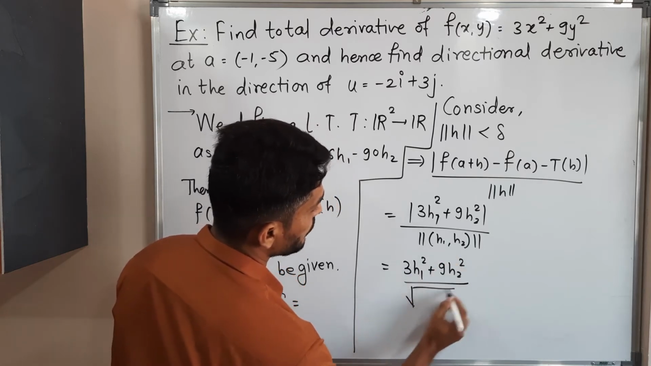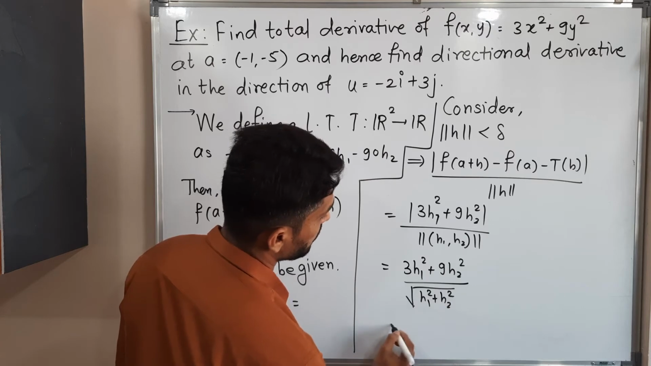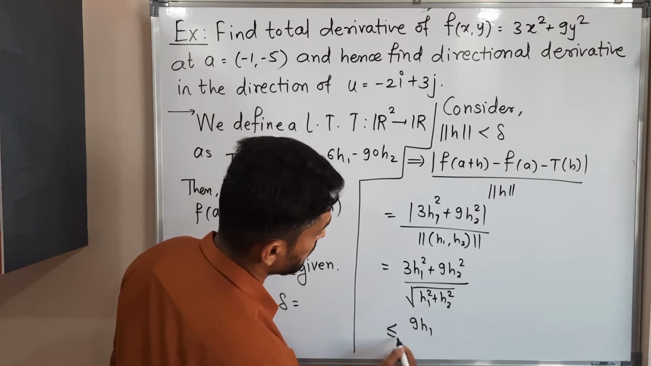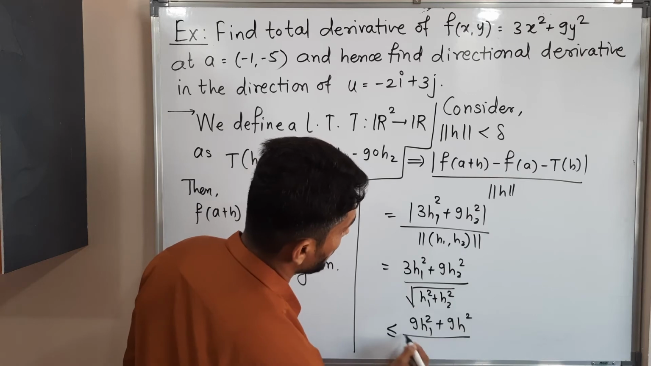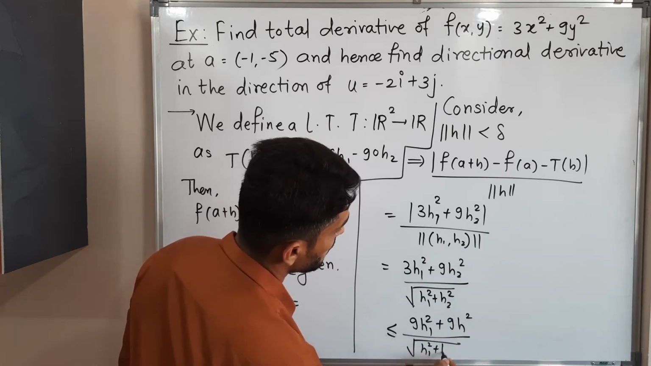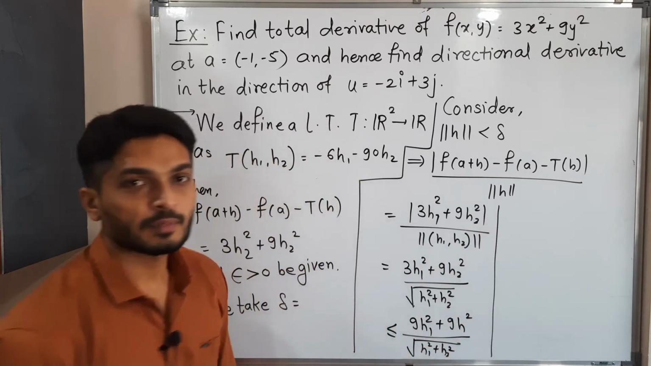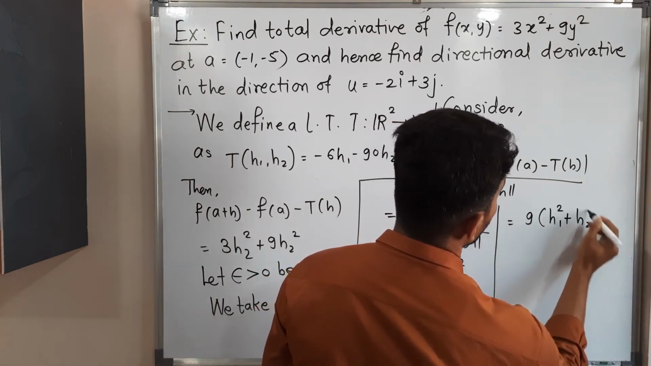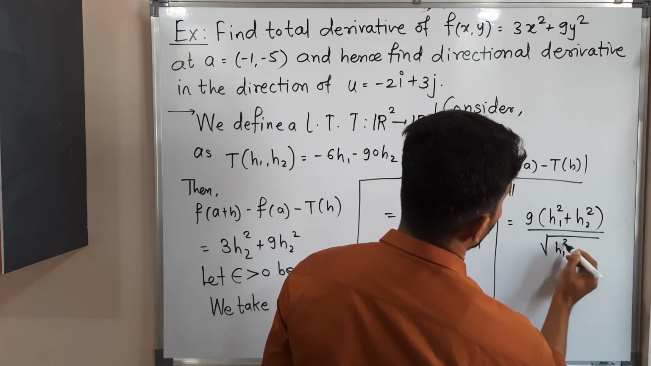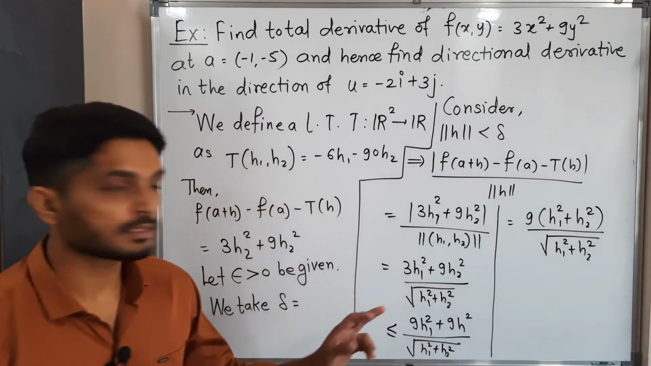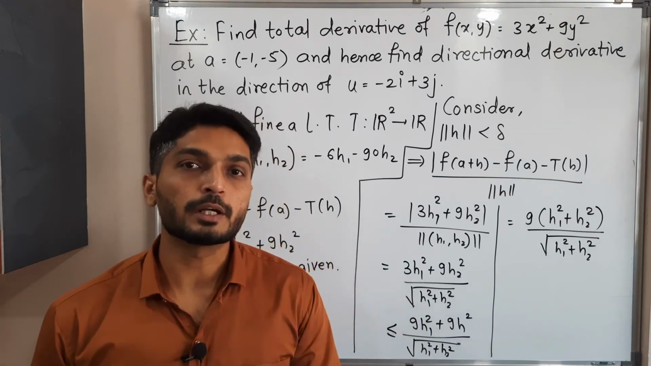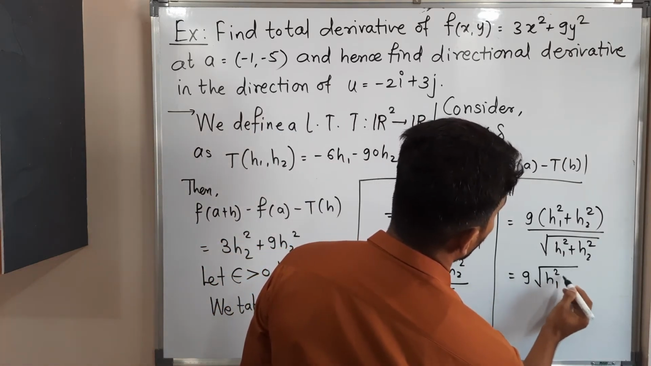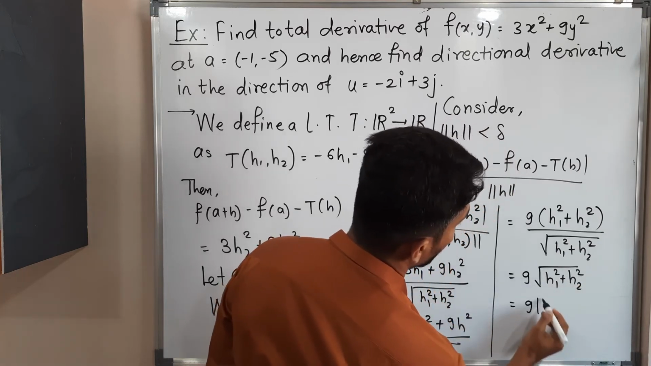You know how to calculate the norm? It is the square root of h1 square plus h2 square. If I replace 3 by 9, obviously the value will increase. So this is less than or equal to 9h1 square plus 9h2 square divided by root of h1 square plus h2 square. From the numerator we can take 9 common: 9 times (h1 square plus h2 square) over root of h1 square plus h2 square. In the denominator we have the same term but with a square root, so those terms get cancelled and we have 9 root of h1 square plus h2 square, which is equal to 9 norm h.